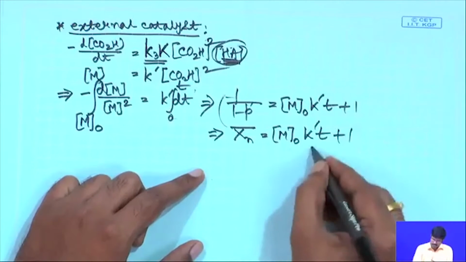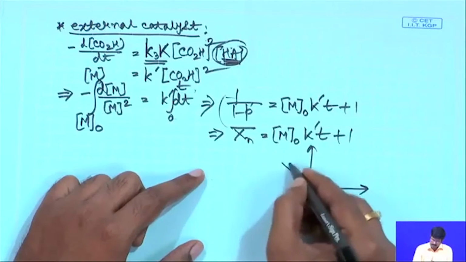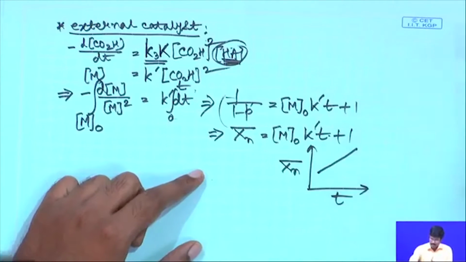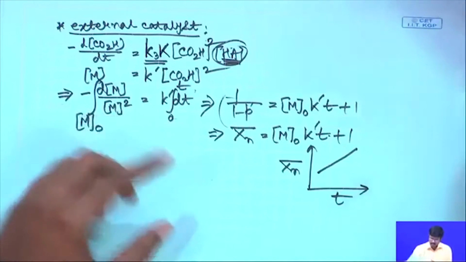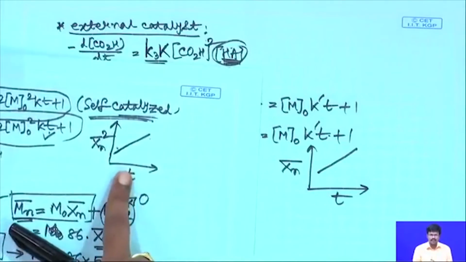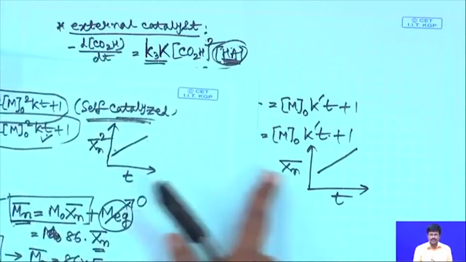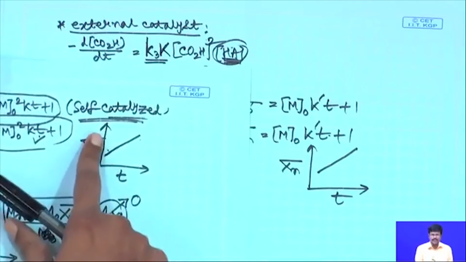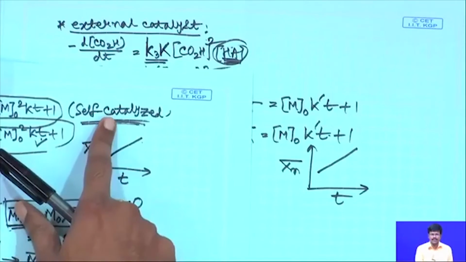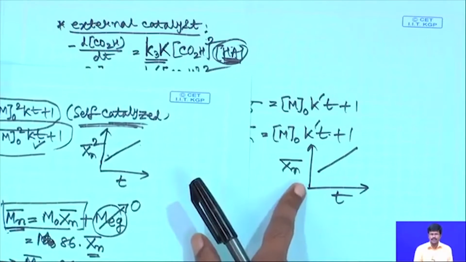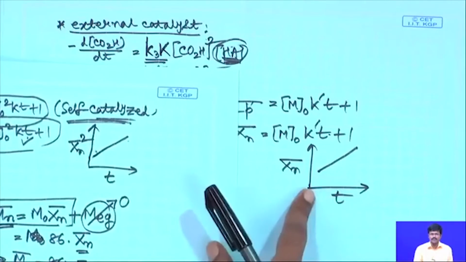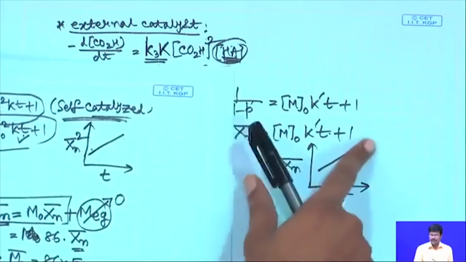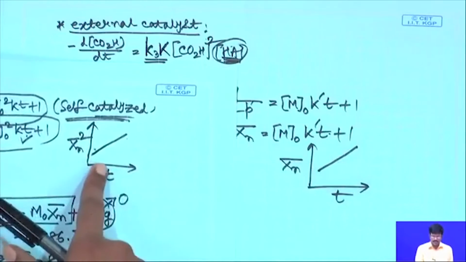So you see here your Xn bar is changing linearly with time. If you compare that with this particular graph for the self catalyzed reaction, you can immediately see that time varies with the second power, Xn bar squared, for the self catalyzed reaction, whereas it varies directly with Xn bar in the externally catalyzed reaction, which actually means that the slope of this curve is much steeper with respect to this.